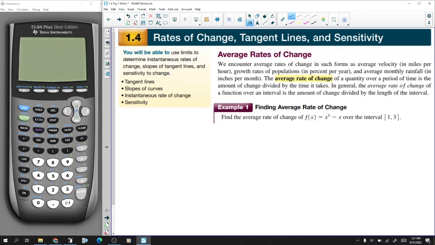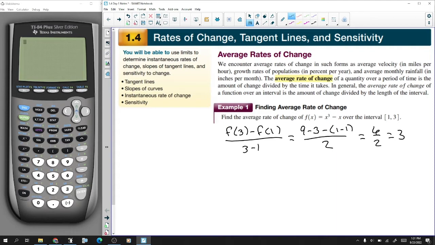Find the average rate of change of f of x equals x to the third minus x over the interval 1 to 3. So we need f of 3 minus f of 1 over 3 minus 1. And that's 9 minus 3 minus 1 minus 1 over 2. So that's 6 over 2, 3.